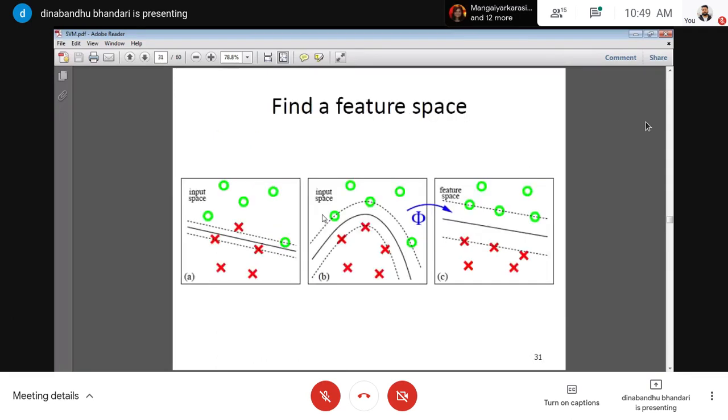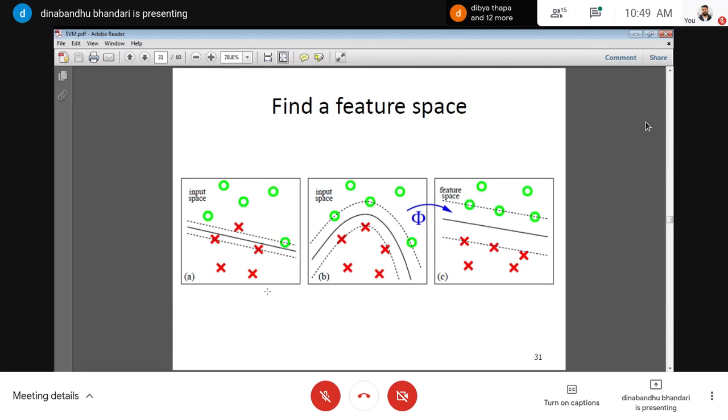I have already talked about the other one, that is there in my notes. If some points are very close to 0, 0, and the other points are separated in 4 different corners, in the quadrants, then you can transform the data as x1 square, x2 square. You can map it, and it becomes linearly separable.